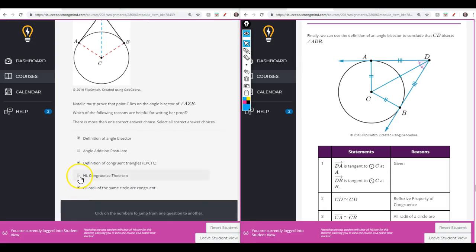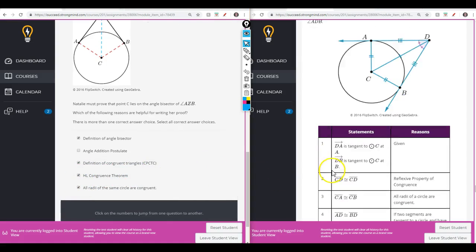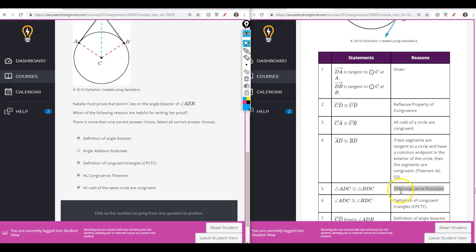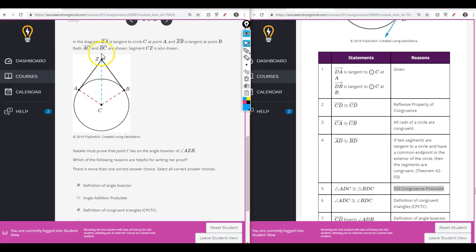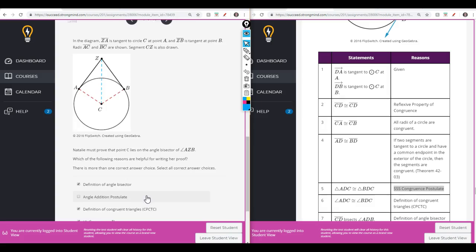So that's another one that was raised as a flag, because right here they used the side, side, side congruence postulate, and I just noticed that they had the hypotenuse leg congruence theorem, which also has to deal with triangles, and we did know enough information to have that be helpful because we were given that those were tangent. Then we had a right triangle and we could use the hypotenuse leg congruence theorem.